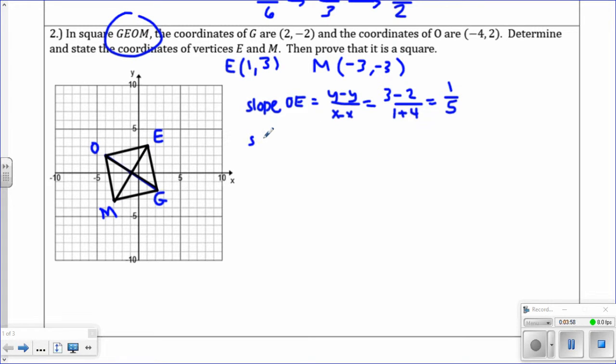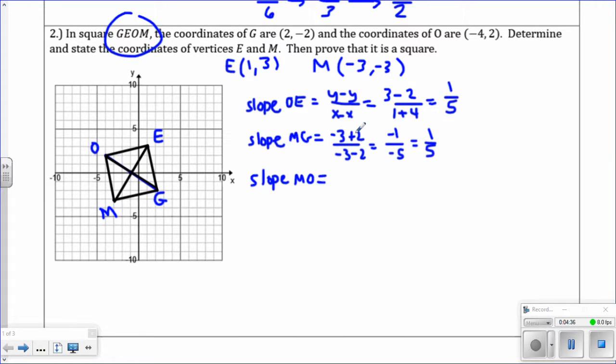Okay, how about MG? Because that one should be the same. Square is the longest one to do, involves the most amount of work. Okay, so MG, let's see. So -3 minus a -2 turns to plus. And we have a -3 minus 2. And we get a -1 over -5, but a negative divided by negative is positive, so you can see how they're both 1/5. Okay, let's keep going. Slope of, next we'll do MO.